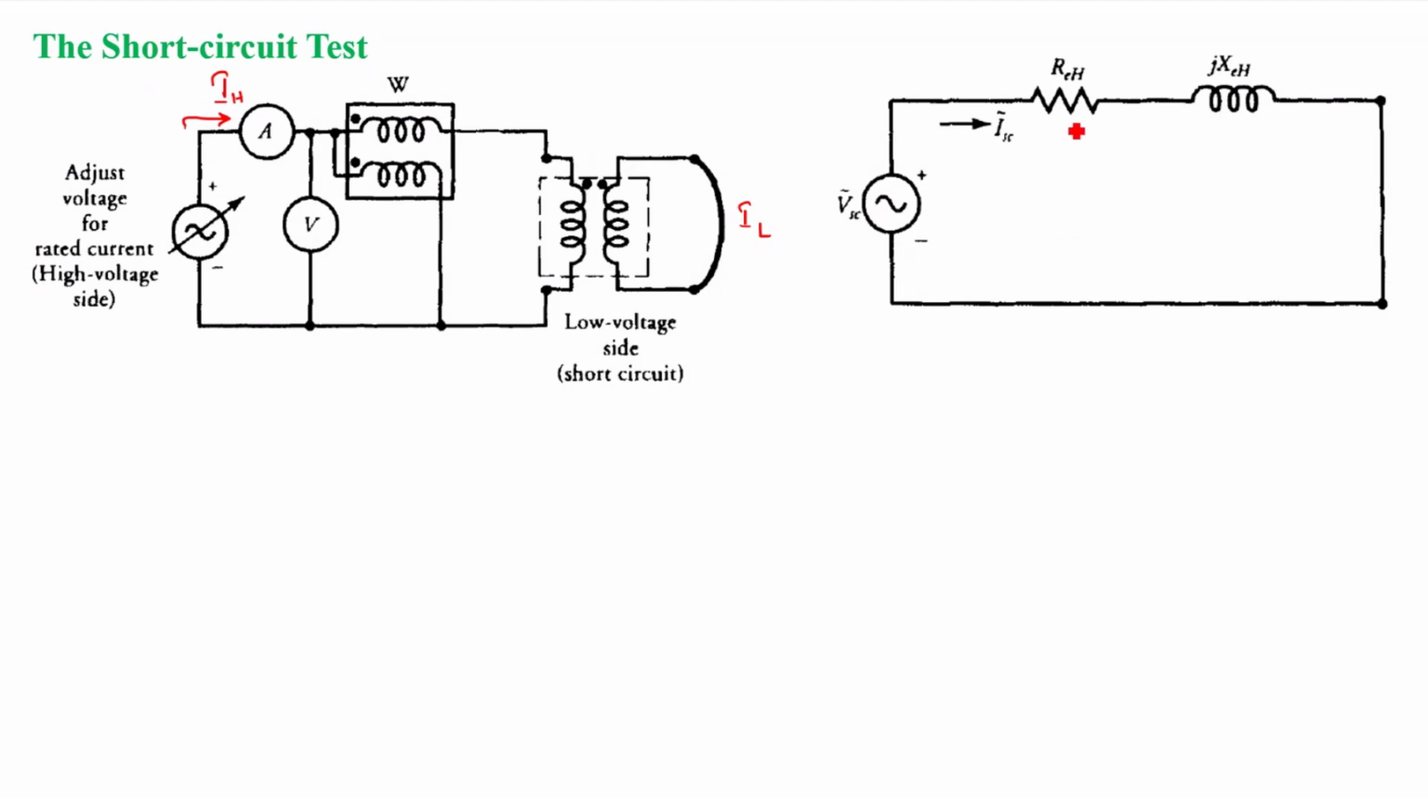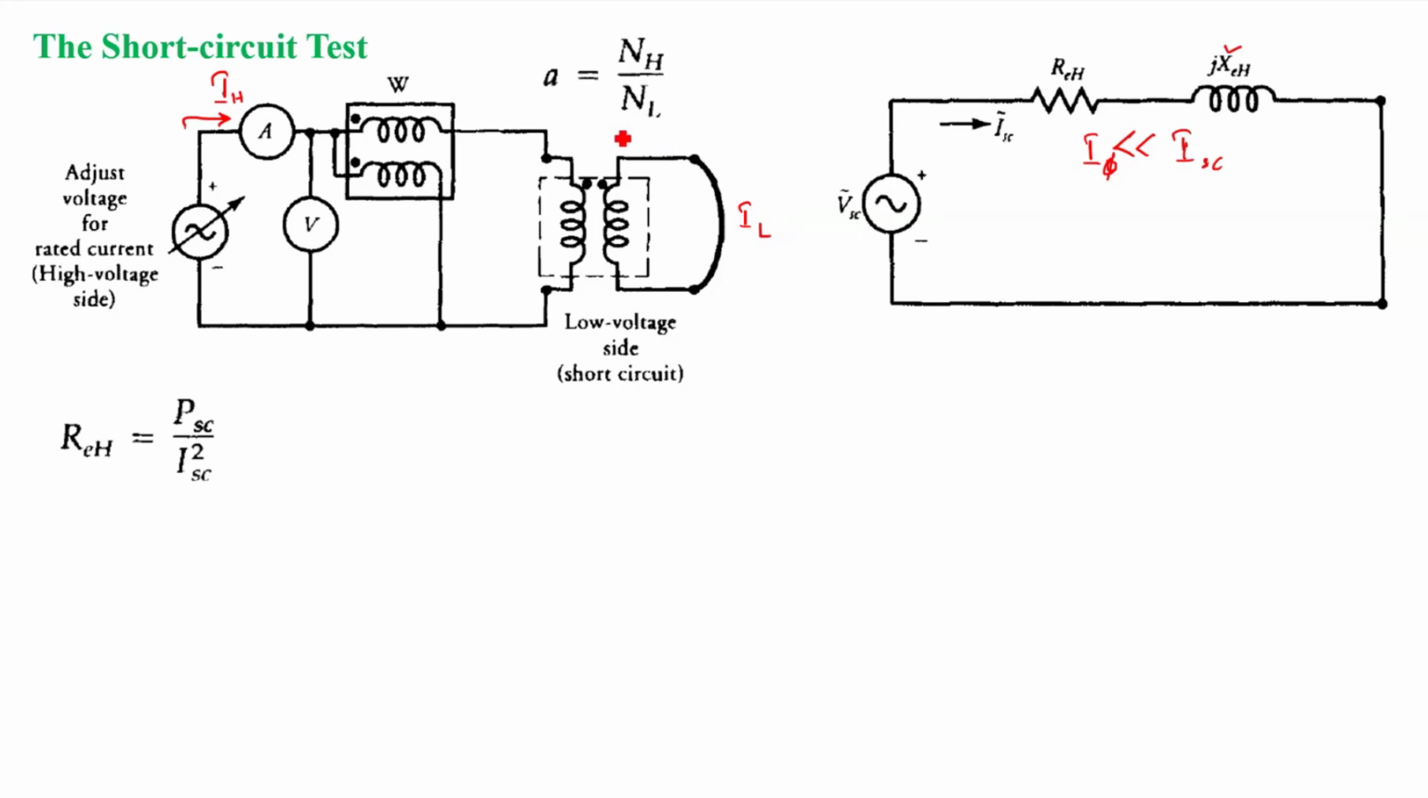And the transformer equivalent circuit will look like this with REH and XEH only, because the shunt branches, that is the core loss component and the magnetizing reactance, will be neglected, because the current through the shunt branch, I0, will be very small compared to the rated current, or ISC. So we can neglect it, and therefore the shunt branches will be neglected.